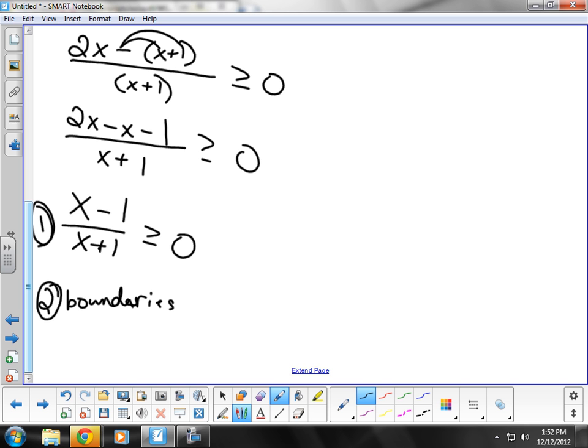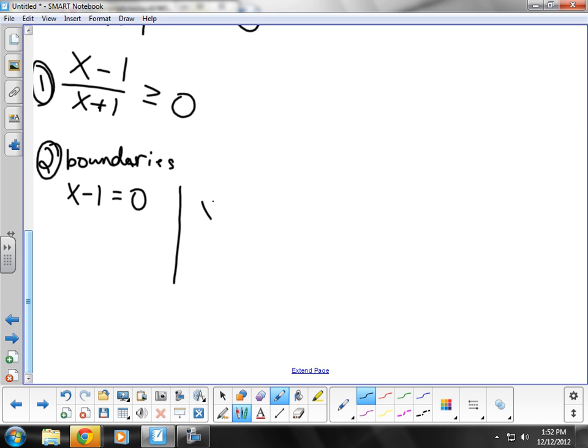Okay, so I take the top and set it equal to 0. And I take the bottom and set it equal to 0. Okay? Everybody see what I did? Have to do them separately.